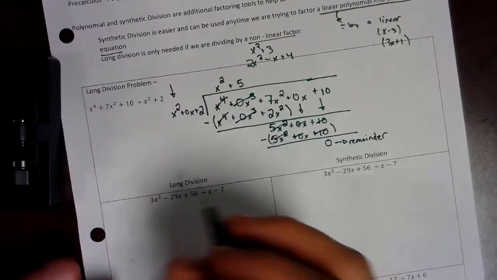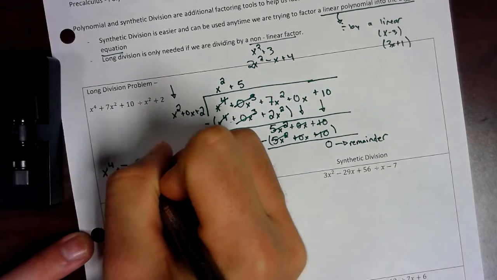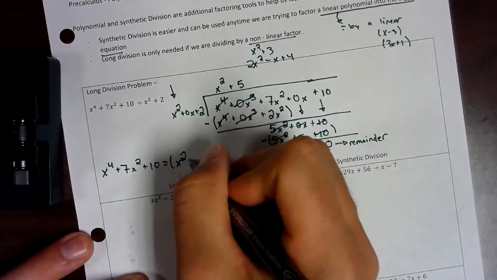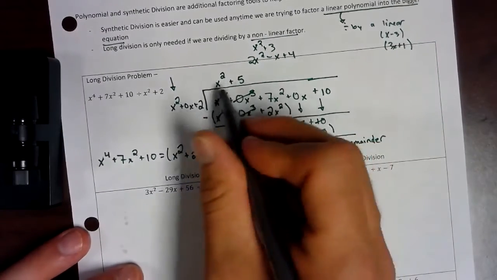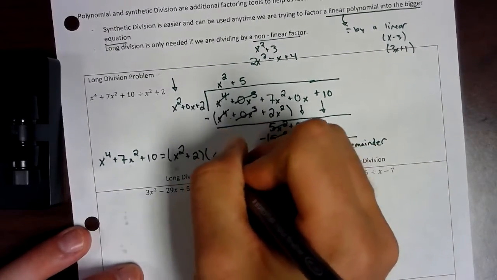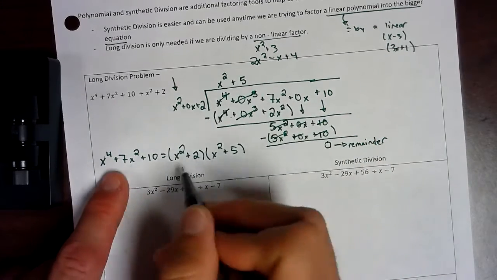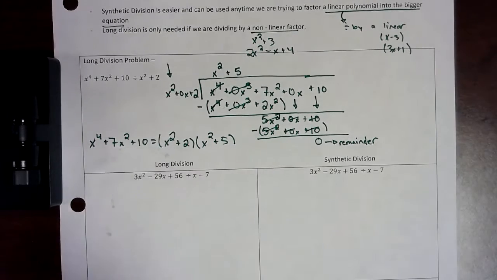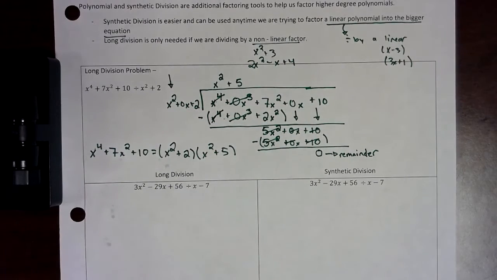So what we really just did is we took this x to the fourth plus 7x squared plus 10, and we factored it to be x squared plus 2 times what we got as our quotient, or the result of the division problem, which is x squared plus 5. So these represent the same thing. And so the long division allows us to factor, which is then going to help us solve this equation down the road. And that's it.